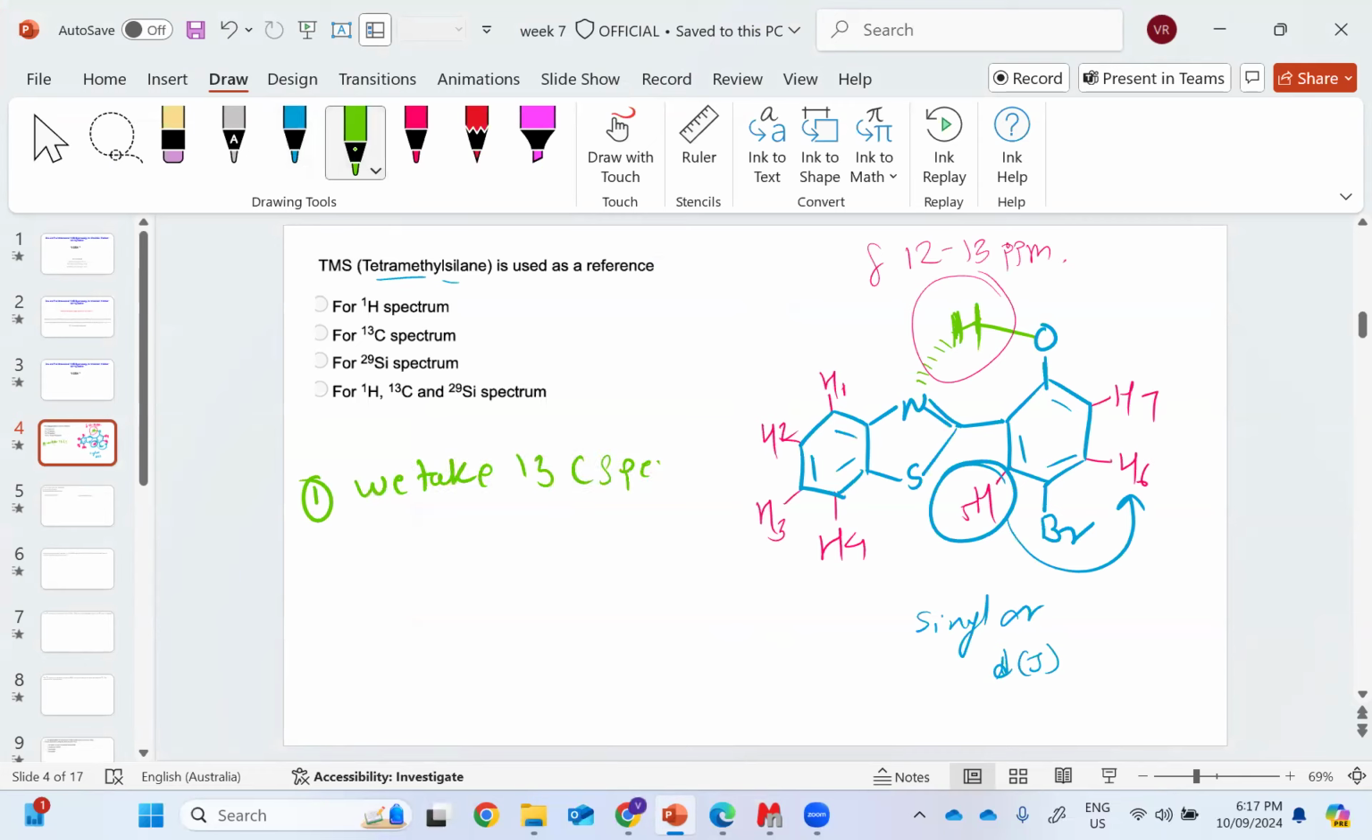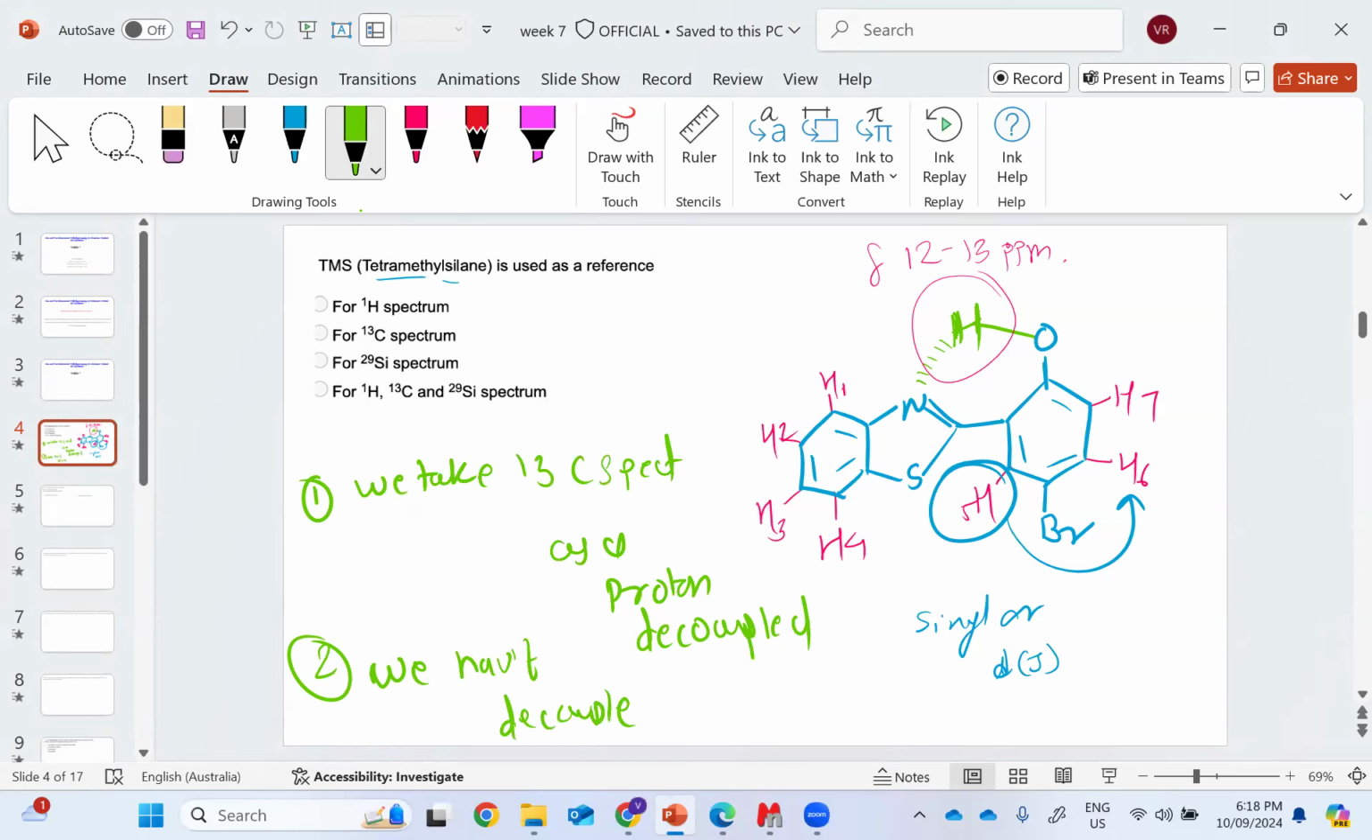First point, we take the 13C spectra as proton decoupled, right? But we haven't decoupled deuterium, right? Deuterium, we label it as 2H. Deuterium is an isotope of hydrogen, right? And we use the solvent CDCl3.